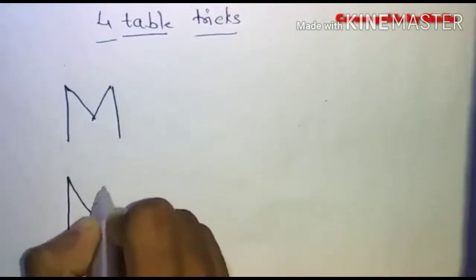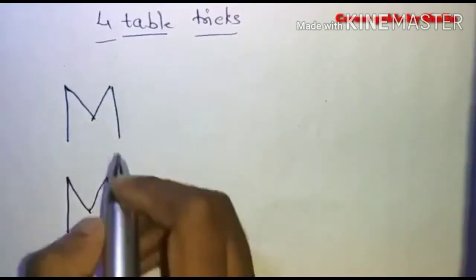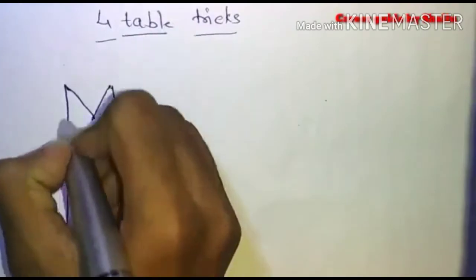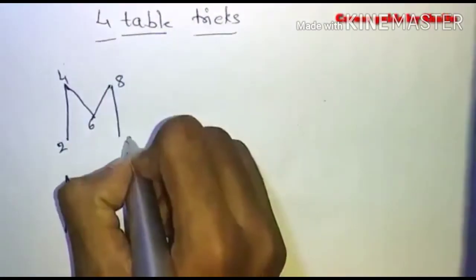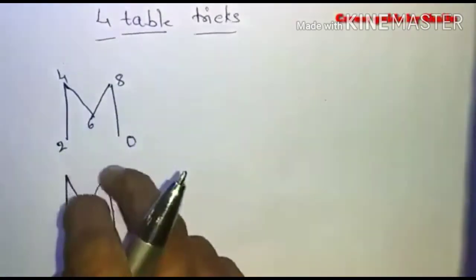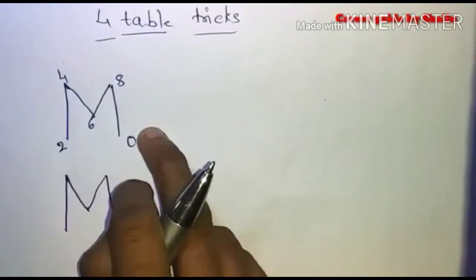Now, in order to remember 4 table, consider 2 M's, M for maths. So take 2 M's and now start writing 2, 4, 6, 8 and in the last 0. I think you remember this. This is what we have practiced to remember table 2.